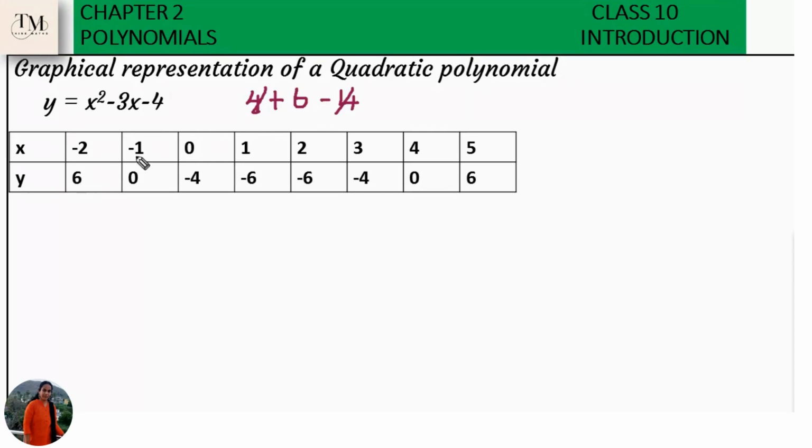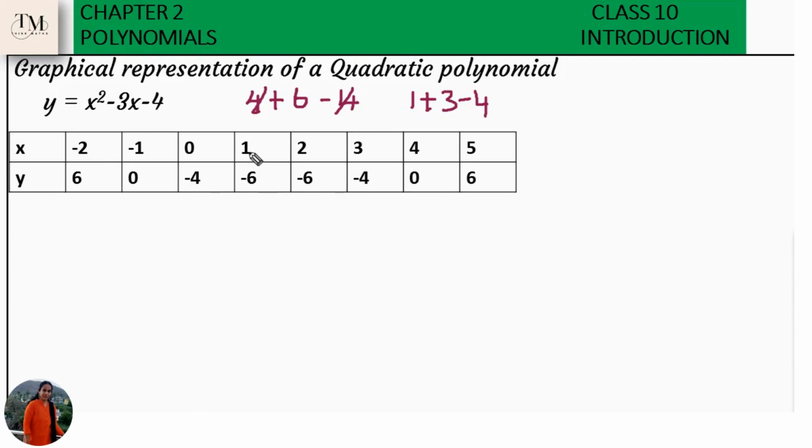Next, when x is equal to minus 1, minus 1 whole square is 1, minus 3 into minus 1 is minus 3, and minus 3 into another minus will become plus. So 1 plus 3 minus 4. 1 plus 3 is 4, and 4 minus 4 is 0. So the next value is 0. If we substitute x is equal to 0, we get 0 minus 0 minus 4, so the answer will be minus 4.